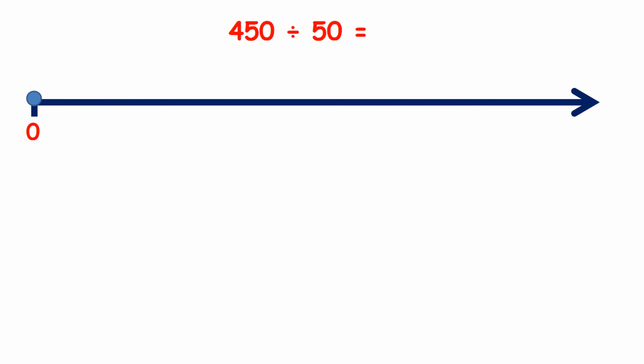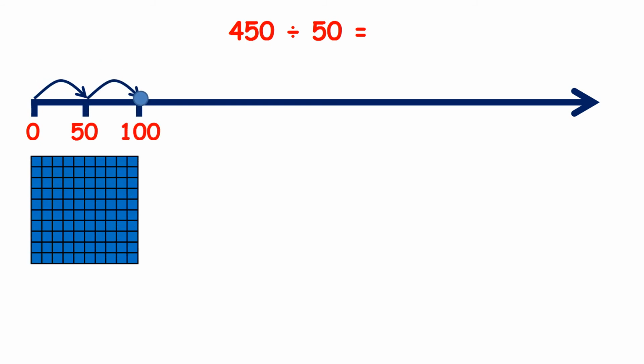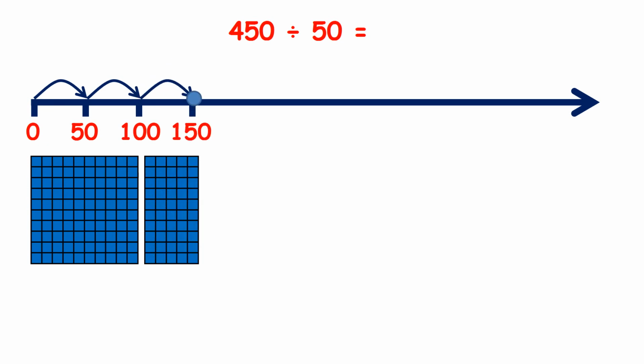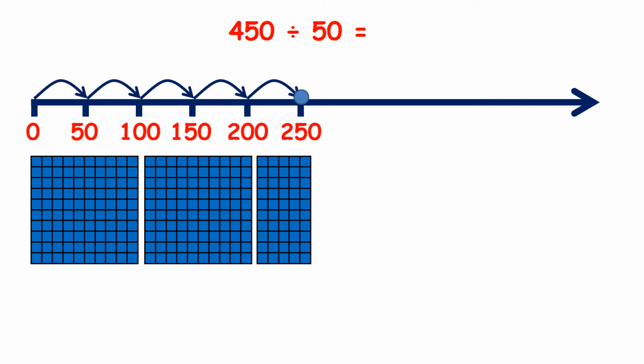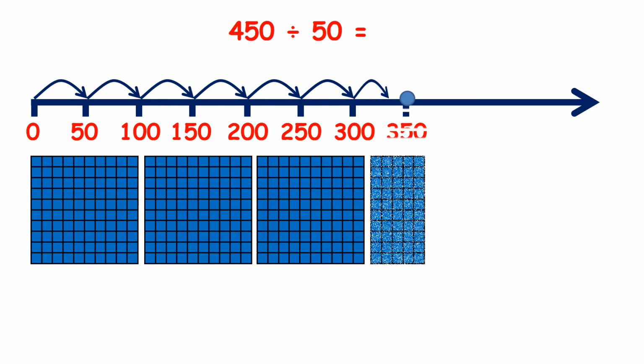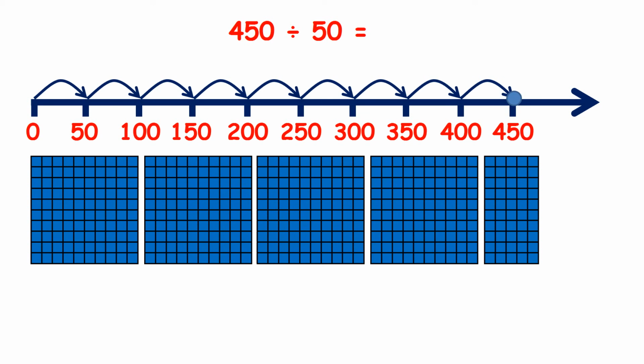Now pause the video and see if you can work out 450 divided by 50. So let's count 50, 100, 150, 200, 250, 300, 350, 400, 450. So that's 1, 2, 3, 4, 5, 6, 7, 8, 9 jumps. So 450 divided by 50 is 9.